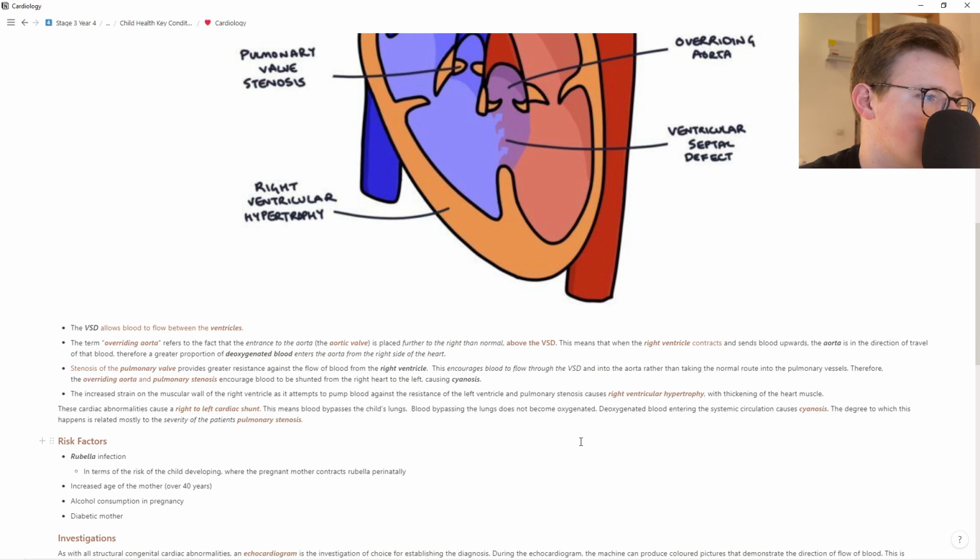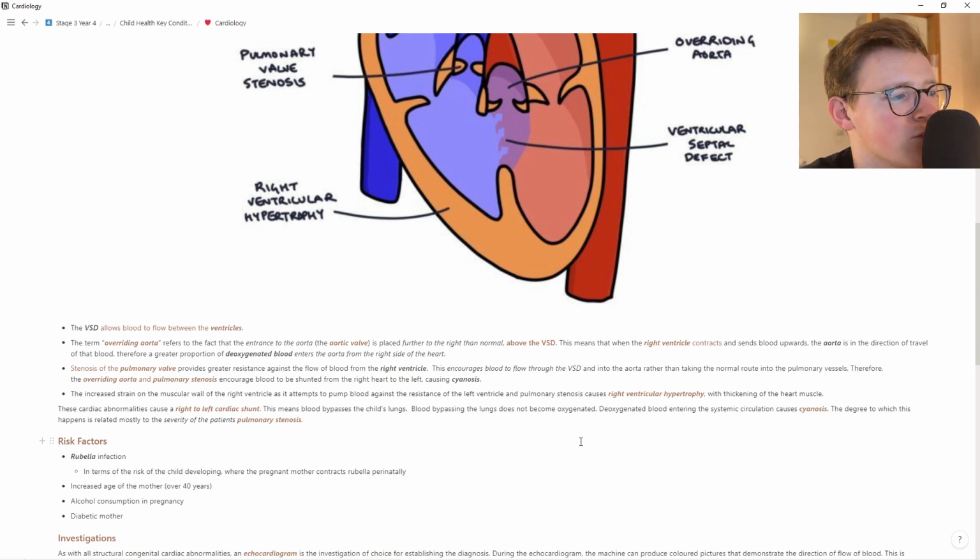Stenosis of the pulmonary valve provides greater resistance against the flow of blood from the right ventricle. This encourages blood to flow through the ventricular septal defect and into the aorta rather than taking the normal route into the pulmonary vessels. Therefore, the overriding aorta and pulmonary stenosis encourage blood to be shunted from the right to the left, causing cyanosis. And this is essentially shunting of the blood.